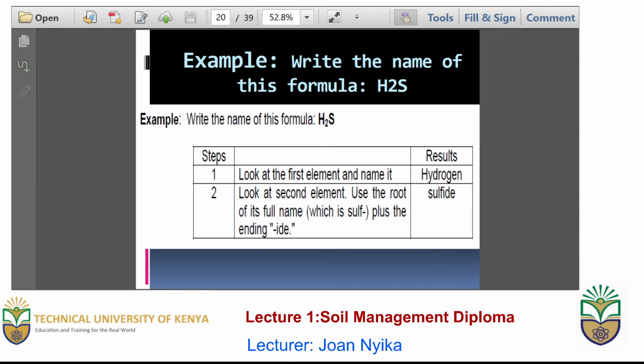Examples. Let us look at this. This is an ionic compound made of hydrogen and sulfur. As we have said, the hydrogen remains as it is, and for the sulfur, we add IDE to form sulfide. So the compound is hydrogen sulfide.